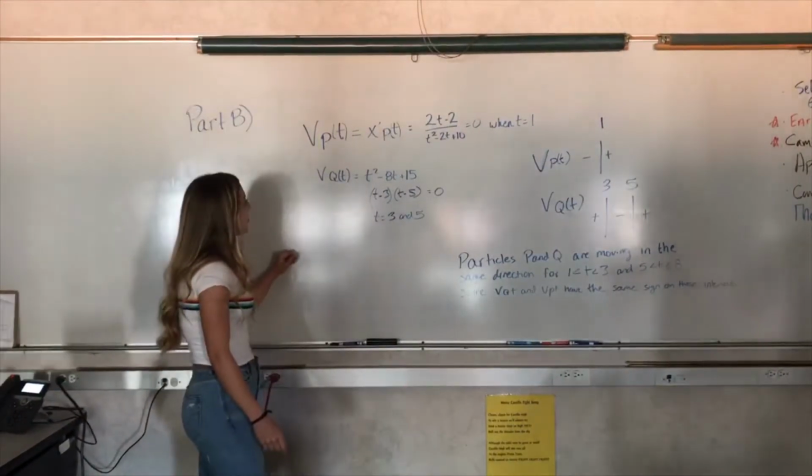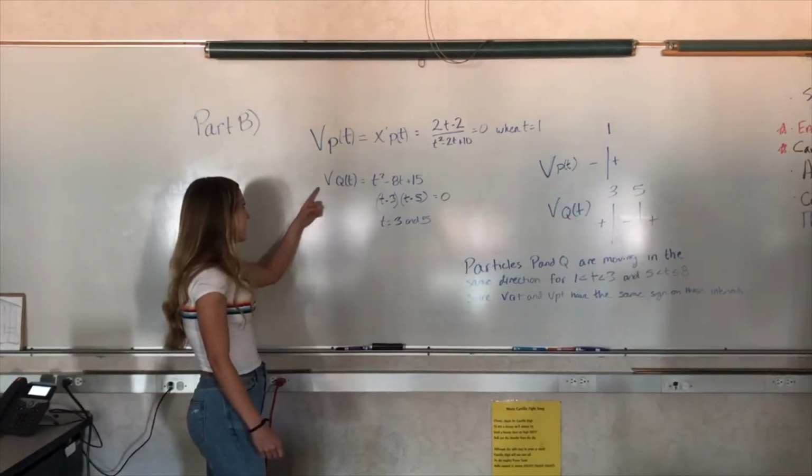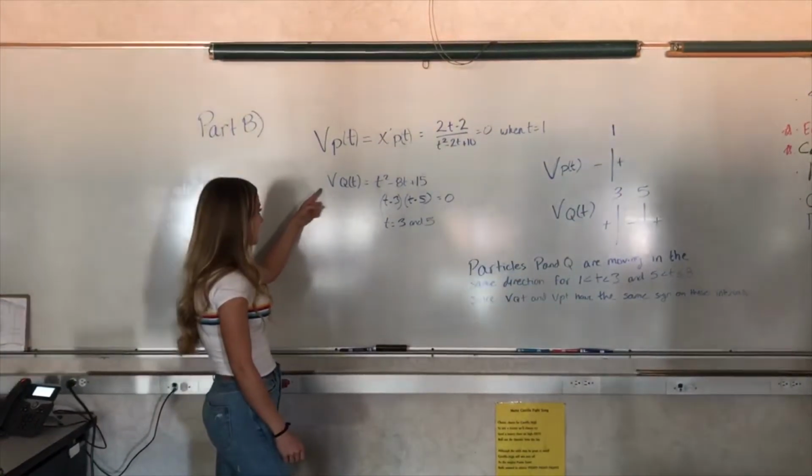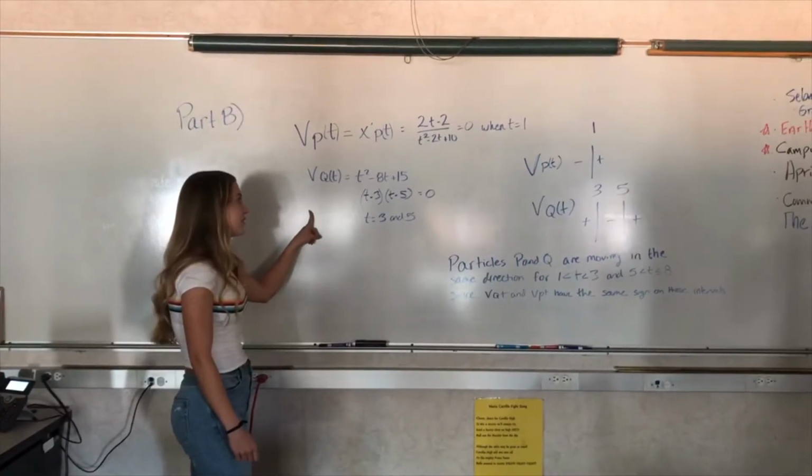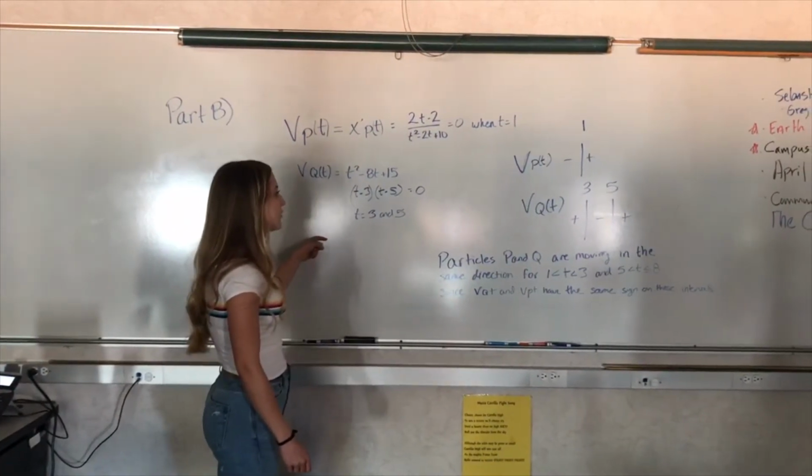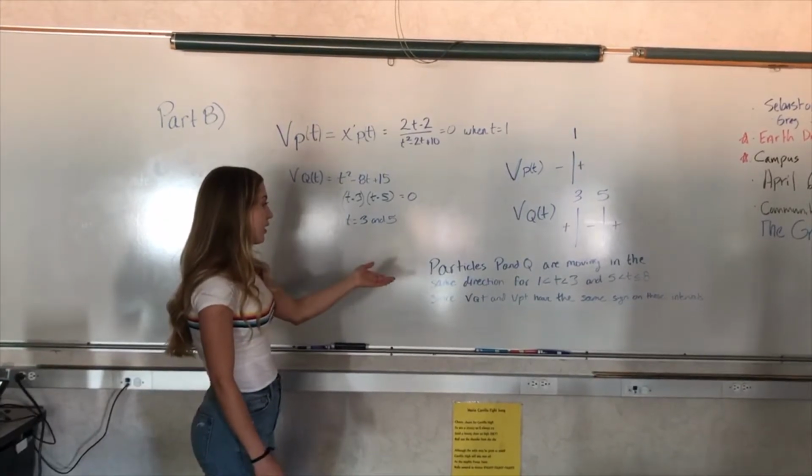So a common mistake for this problem is that students don't realize that they already gave you the velocity function, so they'll take the derivative of the velocity function and then set that equation equal to 0 to find the critical numbers, which would throw your whole intervals off, giving you a wrong answer.